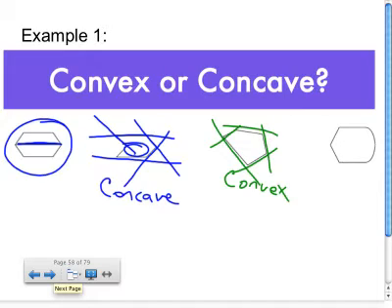And this last guy, again, is not a polygon because of this piece right here. You cannot be rounded and be a polygon. Cannot be rounded and be a polygon.